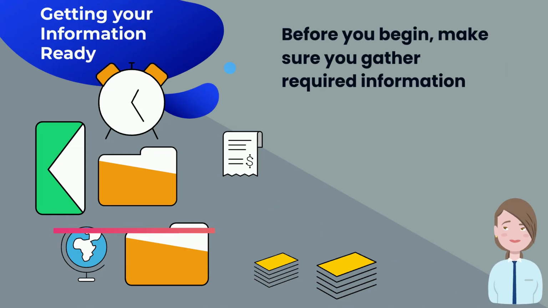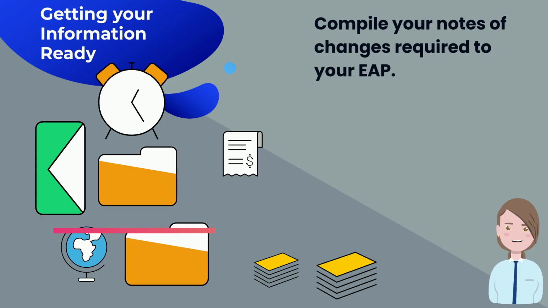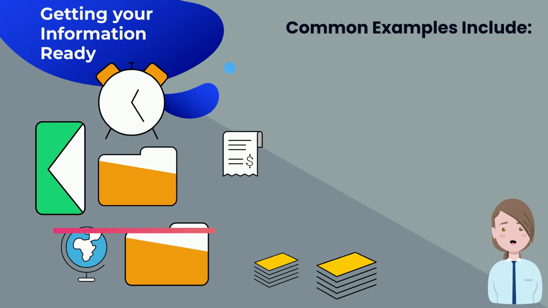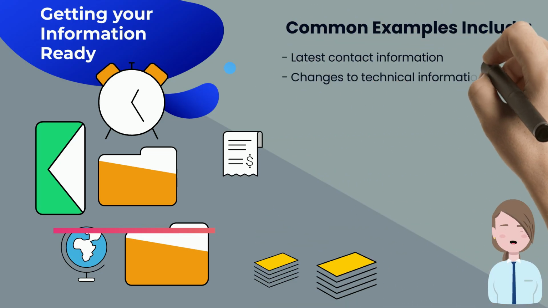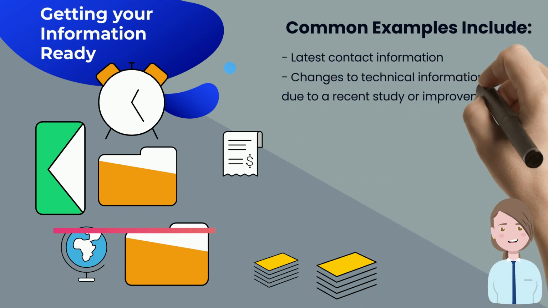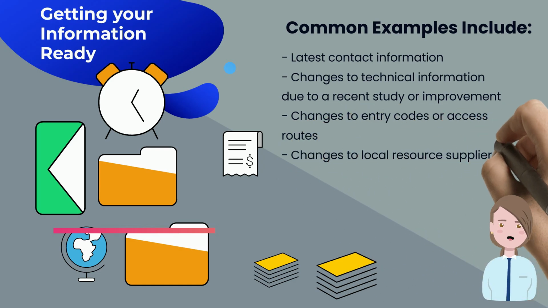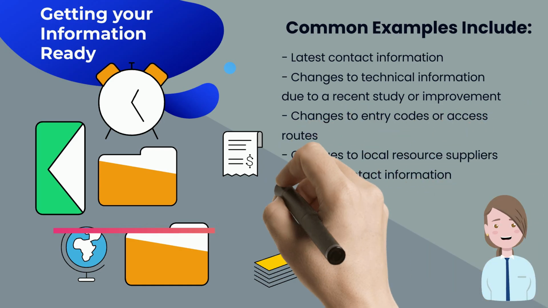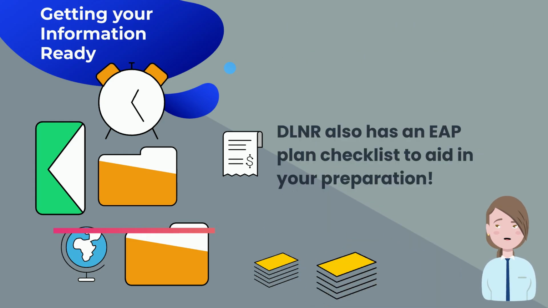Before you begin, make sure you gather required information. Compile your notes of changes required to your EAP. Common examples include latest contact information, changes to technical information due to a recent study or improvement, changes to entry codes or access routes, changes to local resource suppliers and their contact information, updates to emergency action plan level triggers. DLNR also has an EAP plan checklist to aid in your preparation.